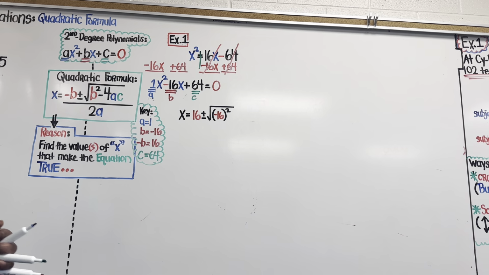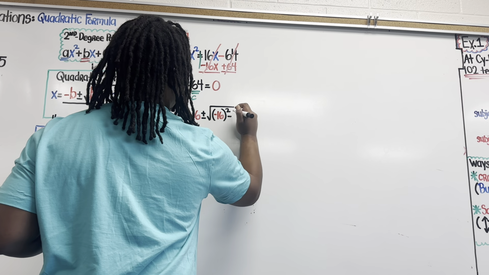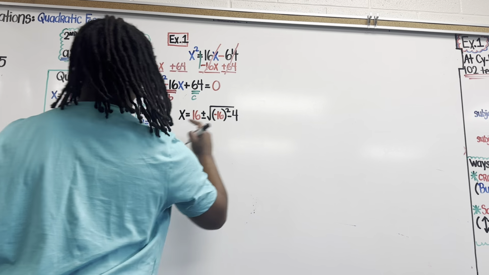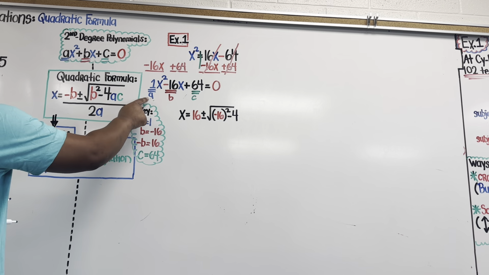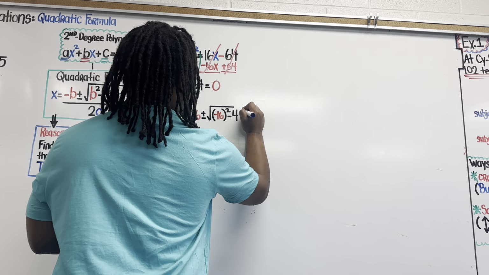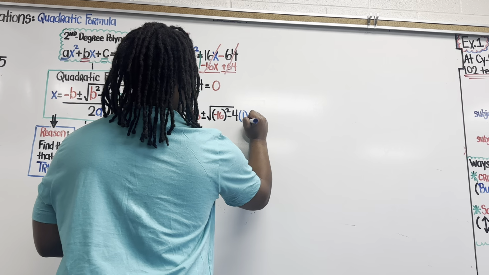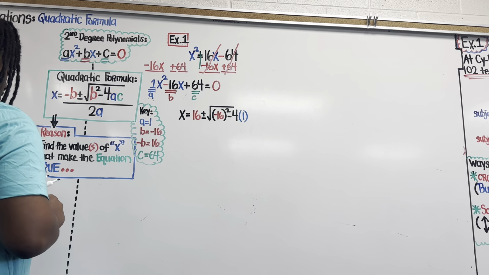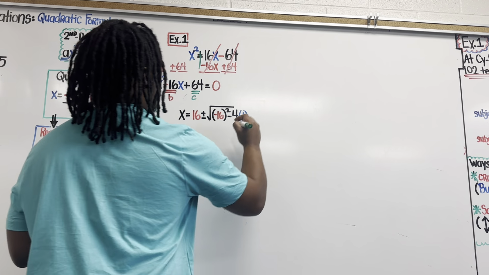Minus 4 times a. The value of a is 1. So 4 times 1 times c, and the value of c is 64.